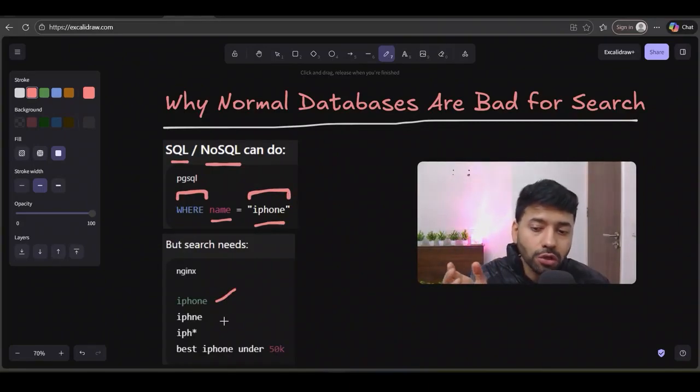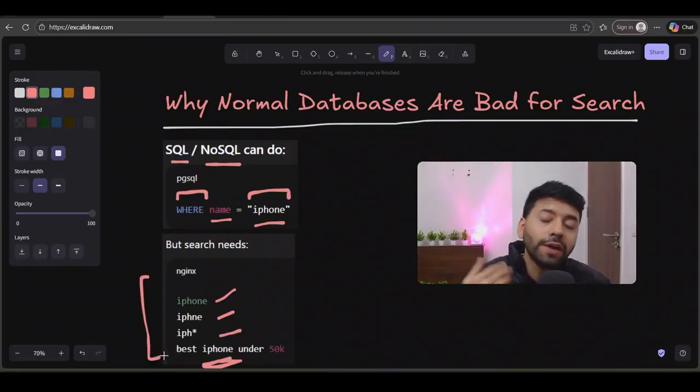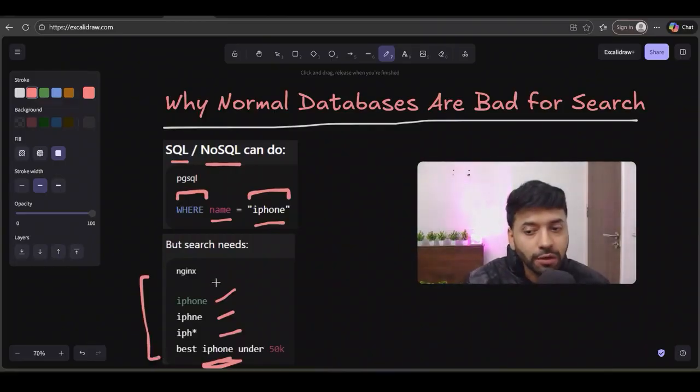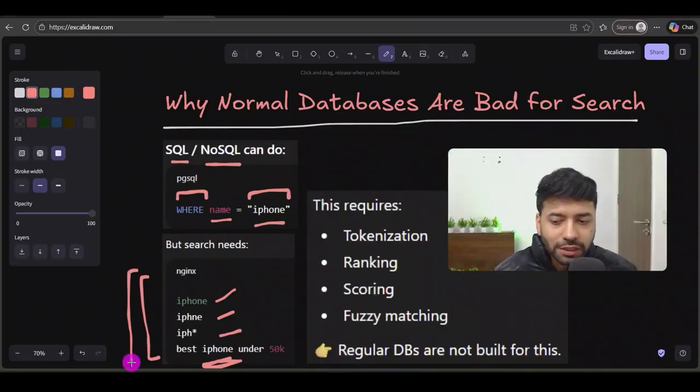Apart from this, they would also need something like this, where the user has made some mistake while typing, or in a sentence that basically word is present. All these kinds of things are required when a person is searching. Right now, when we talk about all of these things, these require tokenization, ranking, scoring, fuzzy matching, and the regular databases like SQL and NoSQL are not built for this.